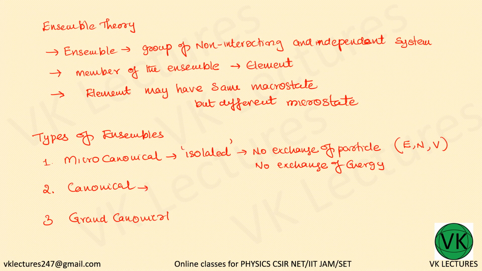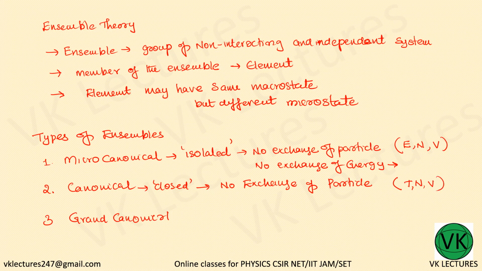Now coming to the canonical ensemble, it's a closed system. So canonical is closed. Here there is no exchange of particles, but there is no restriction on energy, it can be transferred. And the macro state is given in terms of the temperature, the number of particles, and the volume.